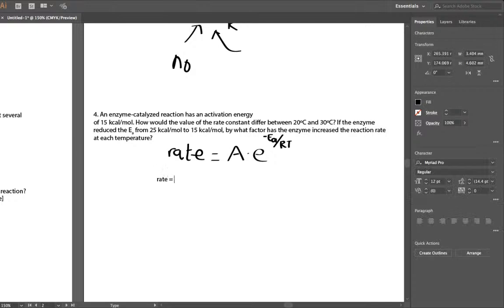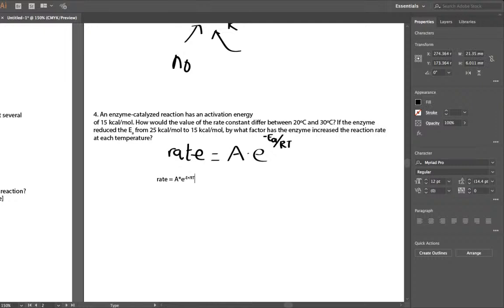Rate equals A multiplied by e to the power of minus EA divided by RT. Let's put the power sign in. There we go. I hope I can subscript that. Nope, I cannot. Well, I guess that should work.